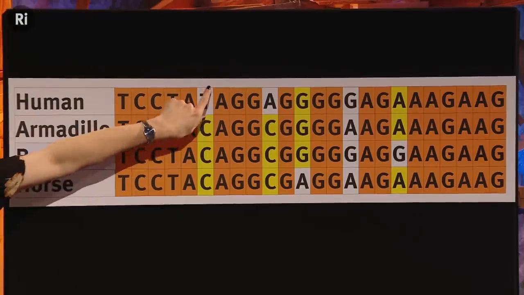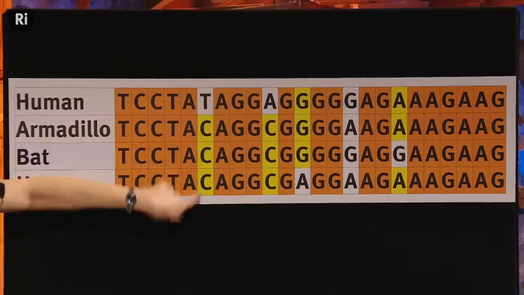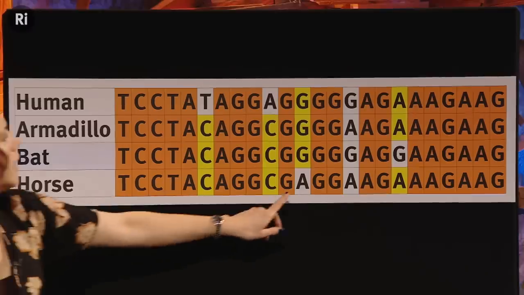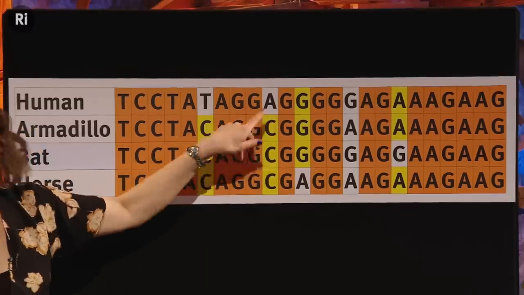But then we've got one difference here. So this is something that happens in humans, but not in the others. We've got a T in human, and we've got a C everywhere else. And if we look here, we've got an A in horse, and a G everywhere else.